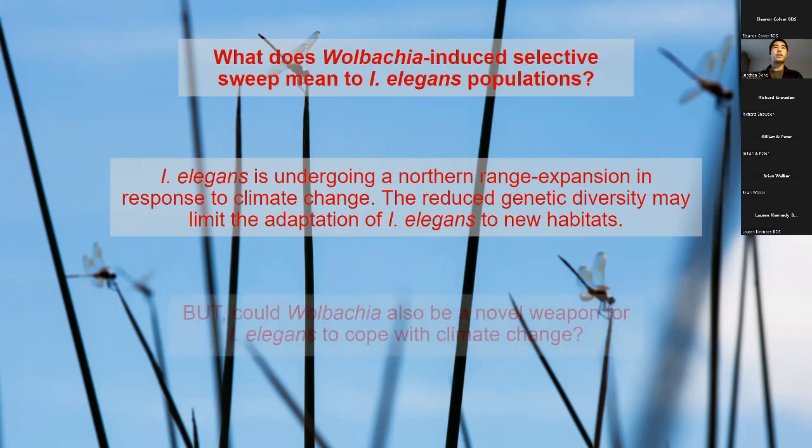But on the other hand, could Wolbachia also be a novel weapon for Ischnura elegans to cope with climate change? We don't know. So more studies are needed to study the functions of Wolbachia infection in Ischnura elegans.